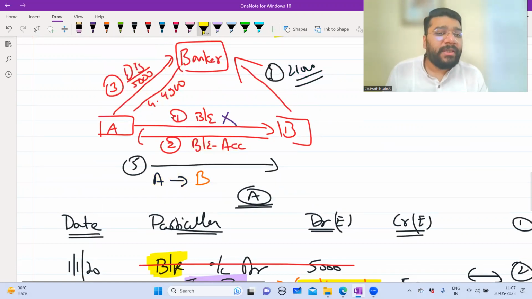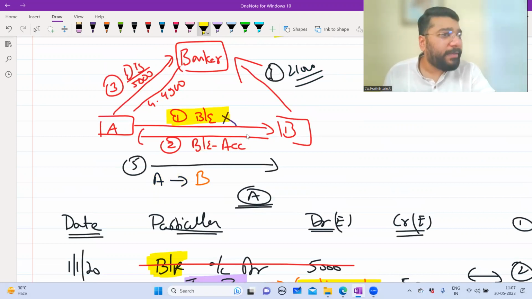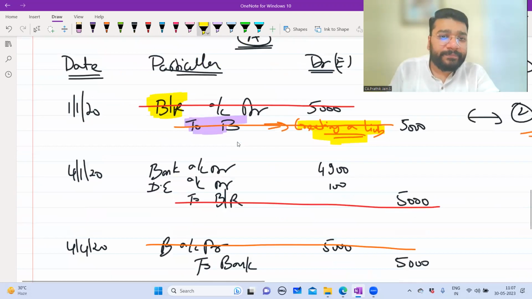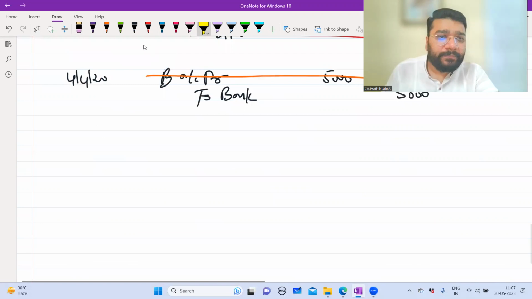Guys, first transaction, A is drawing a bill on B. For this, no entry. B is accepting the bill and giving it to A. So when B is accepting the bill, will we record any journal entry?